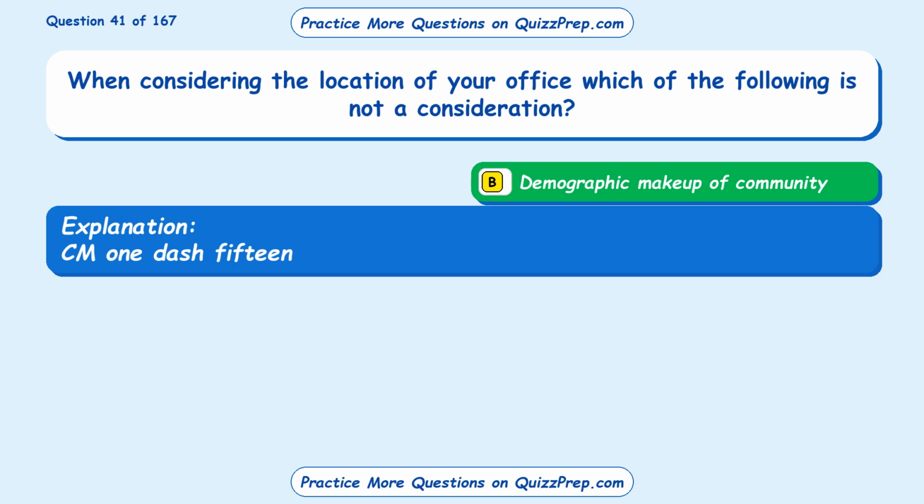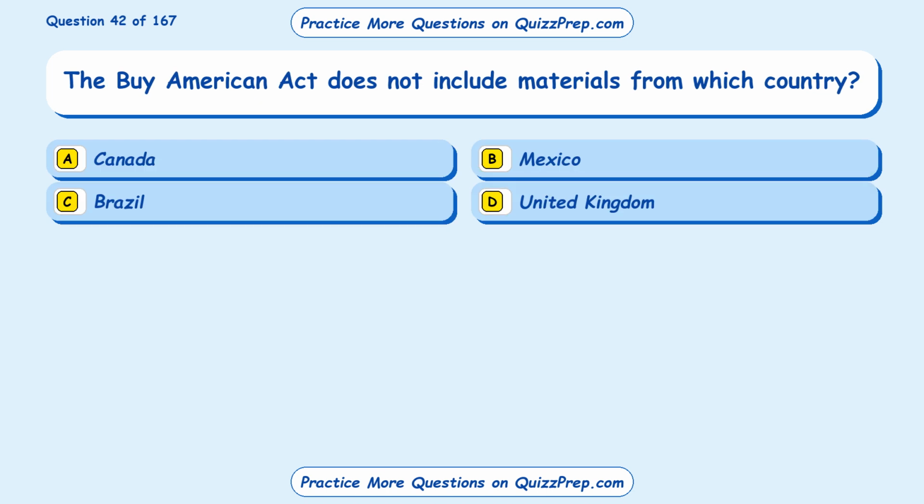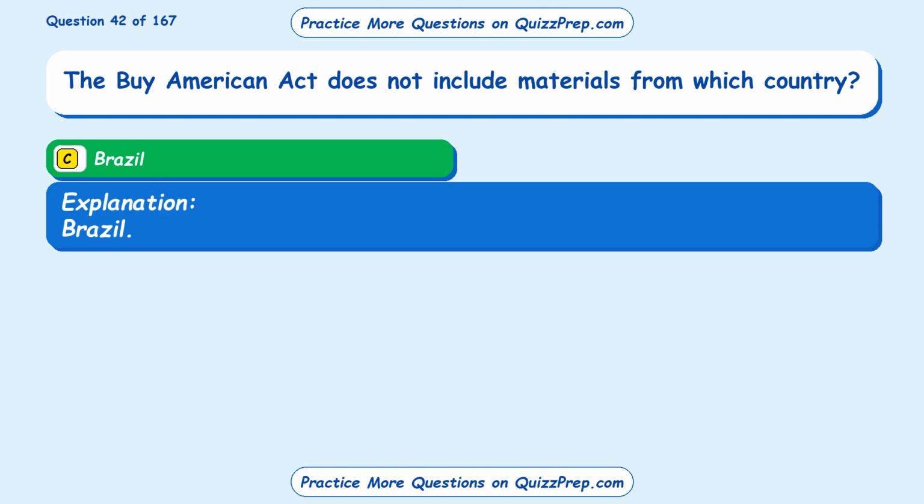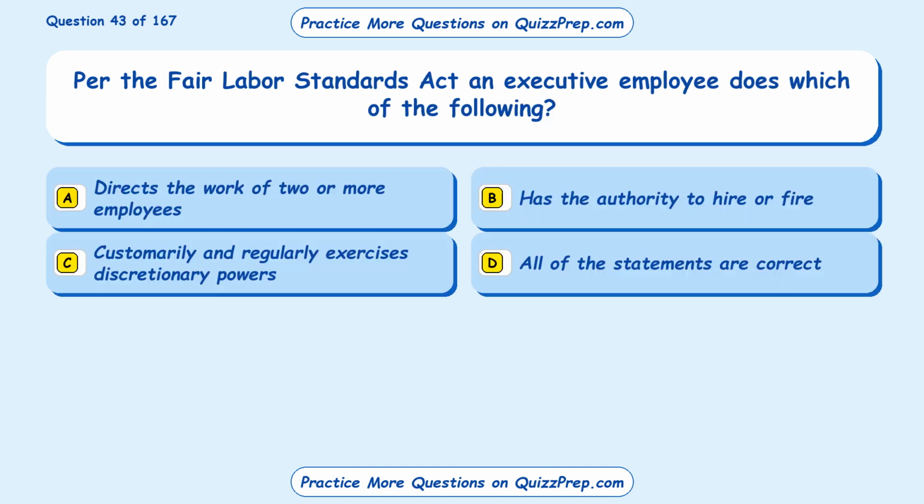CM1-15. Question 42. The Buy American Act does not include materials from which country? Option A, Canada. Option B, Mexico. Option C, Brazil. Option D, United Kingdom. The correct answer is option C, Brazil.